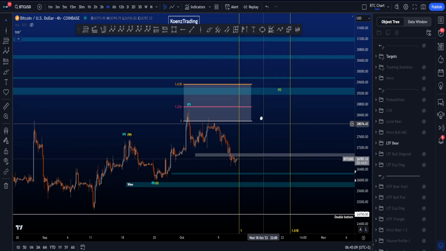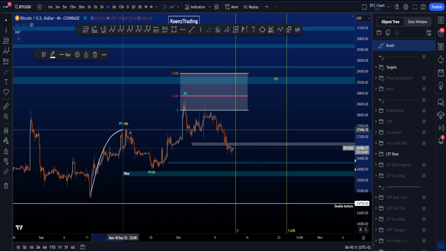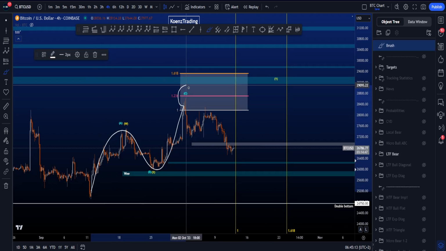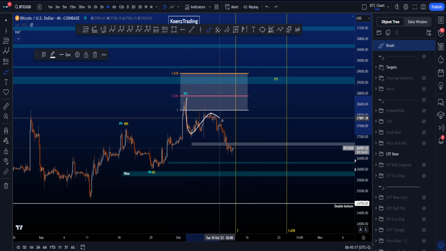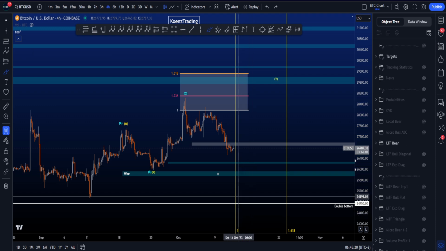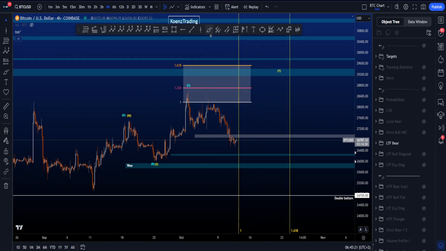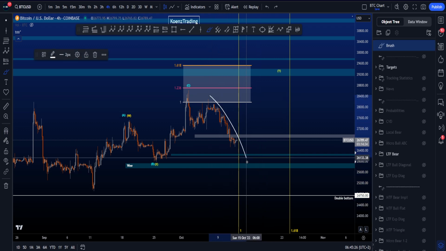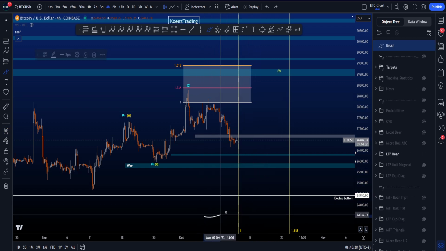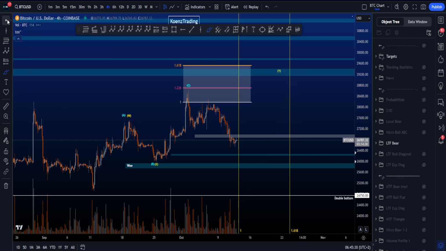Now, in this particular scenario, we have either a finished structure in an ABC, the high of C is in, and we expect a continuation down in a wave 1, 2, and now a bigger wave 3 to the downside. It has to be said that for wave 3, we want to see price moving down impulsively, but we also want to see the volume moving towards the upside.